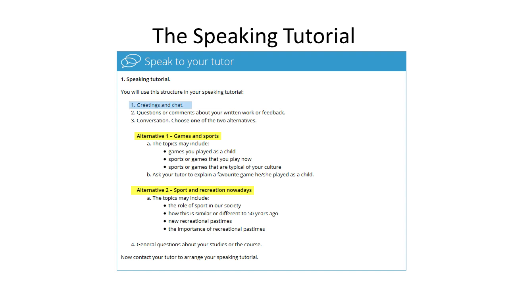So starting with the greetings and chat, then the tutor asks if the student has any questions about their written work and feedback, and then moves on to the discussion. As you can see, the students are given two alternatives to choose from, just like they are in Writing Tutorial 2. So we have the two general topics and then possible prompts for each of the topics.